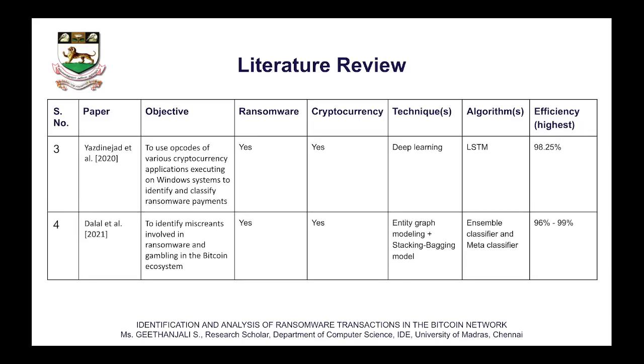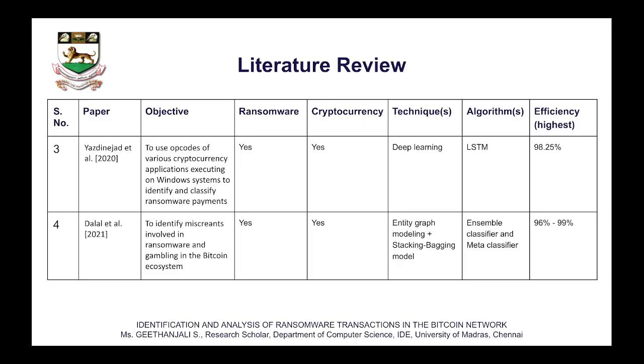In the next paper, the authors tried to detect ransomware payments in cryptocurrency executing on Windows systems, and they made use of a deep learning technique, and the algorithm is LSTM, or long short term memory, which is a type of recurrent neural network. The model achieved 98.25% accuracy.